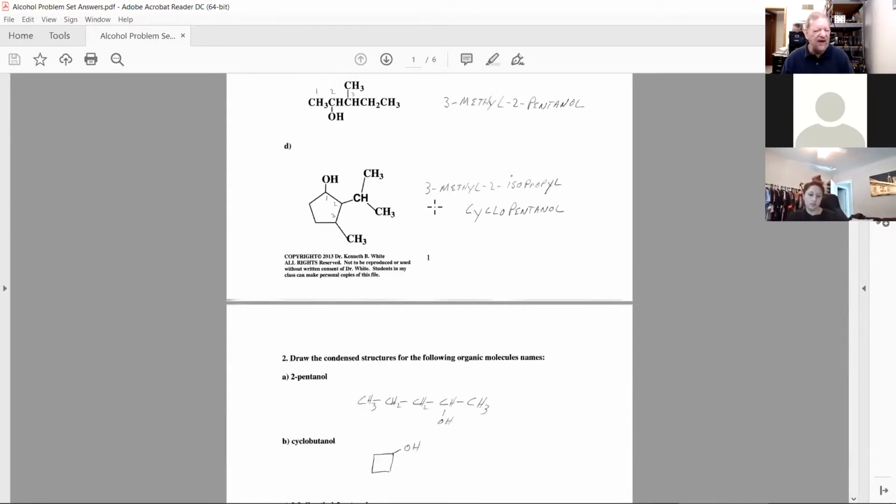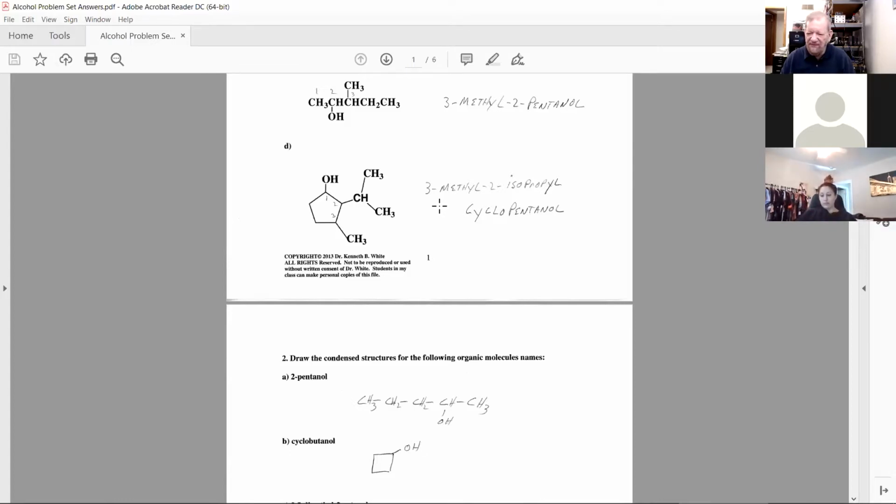Now, D, we have a ring and it has a hydroxyl group. Remember, when you look at a molecule, look for what's different. Whatever is not a carbon or a hydrogen atom or a carbon-carbon single bond, let it get your attention. And we've got a hydroxyl group on the ring, an alcohol, 5 carbons, cyclopentane, drop the E, add OL, no number because that carbon is number 1. And on carbon 2 is an isopropyl, carbon 3 is a methyl, and therefore it's 3-methyl-2-isopropylcyclopentanol.